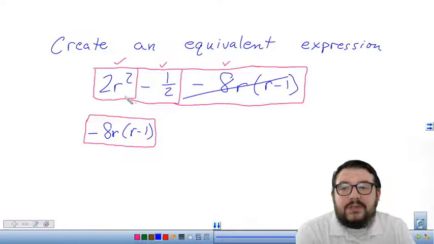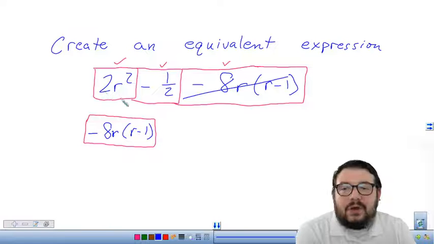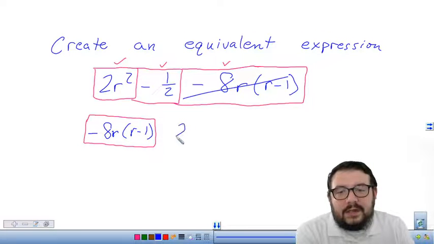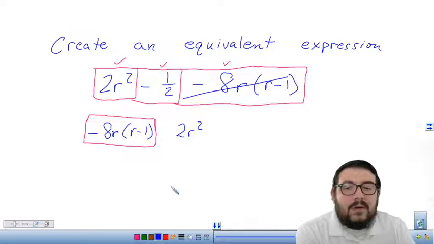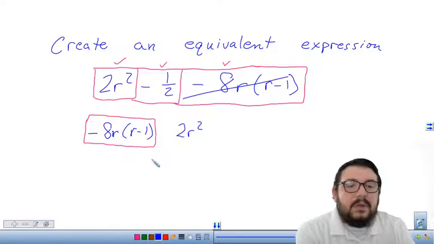Which term should we do next? Let's save the fraction for last. Let's do this 2r squared. Remember, squared is another word for the exponent 2. Okay, so this is 2r squared. Do I just write it like this? No, this is impossible because look, how would I know that this new term is starting? I need a plus or a minus to start a new term. So what should I put there?